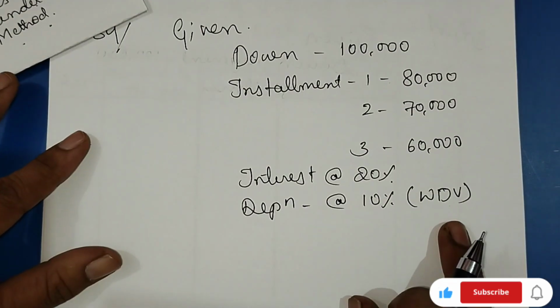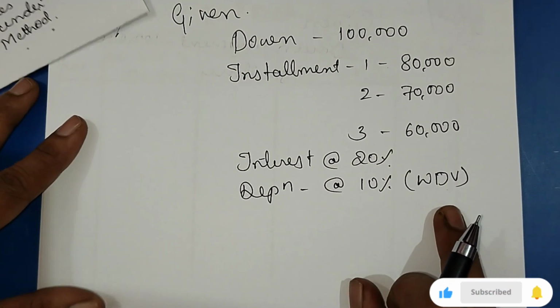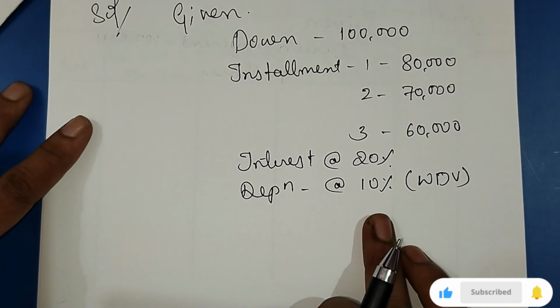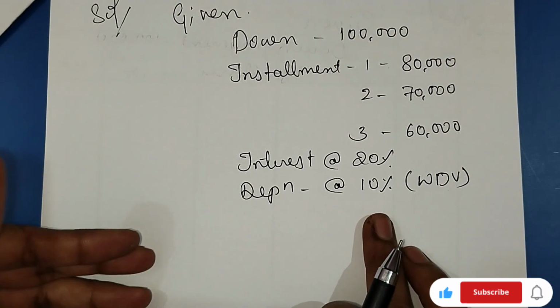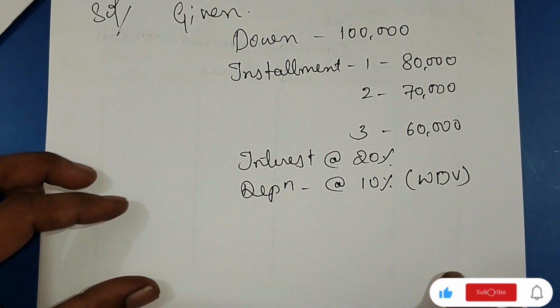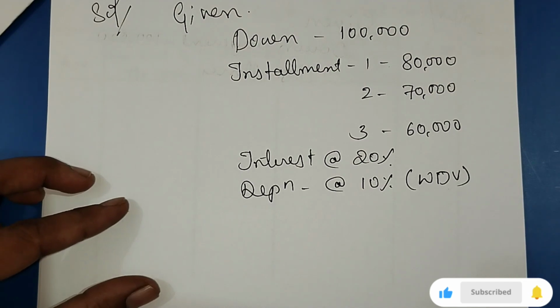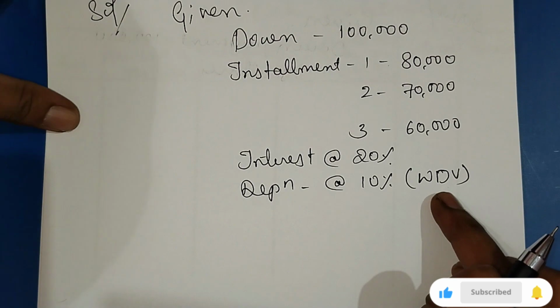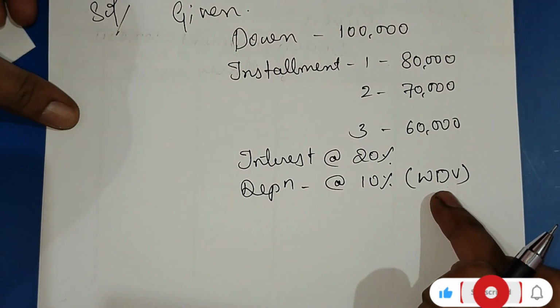written down value method. Under diminishing balance method or WDV method or reduced balance method, we will calculate depreciation on the balance amount. After calculating depreciation, we will deduct it from the cost of the asset. Then on the balance, we will calculate the next year depreciation. That is why it is called written down or diminishing balance method or reduced balance method.